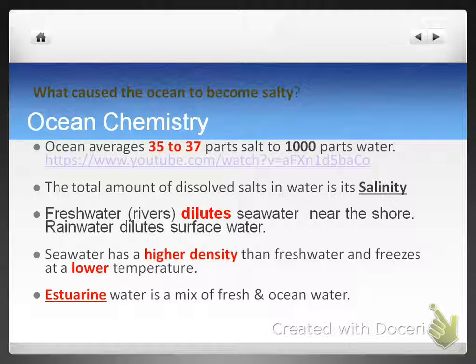And on average, the ocean is about 35 to 37 parts salt to every 1,000 parts water. And that varies depending on rain events, depending on how hot it is. If you're closer to the equator, there's more evaporation of the water and it might be saltier. If the water is very cold, cold water can hold more salt. So it does vary. But we want to look at why or how the ocean became salty. And so we're going to start by looking at this NASA clip that explains that.